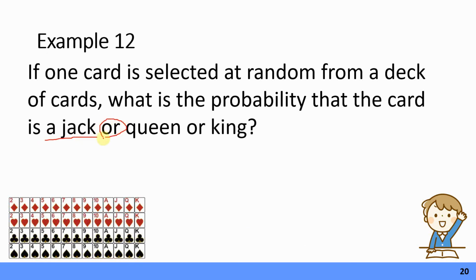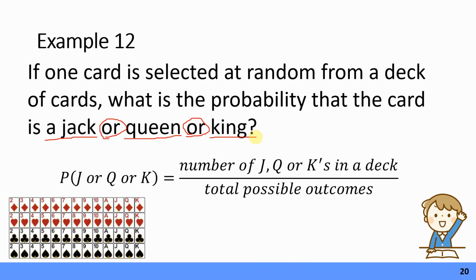Or is going to play a big part there: a jack, a queen, or a king. Hopefully you're already familiar with the word or. Or means either or. So it could be a jack, it could be a queen, or it could be a king. How many of the 52 cards in total fit that requirement? Let's check it out.